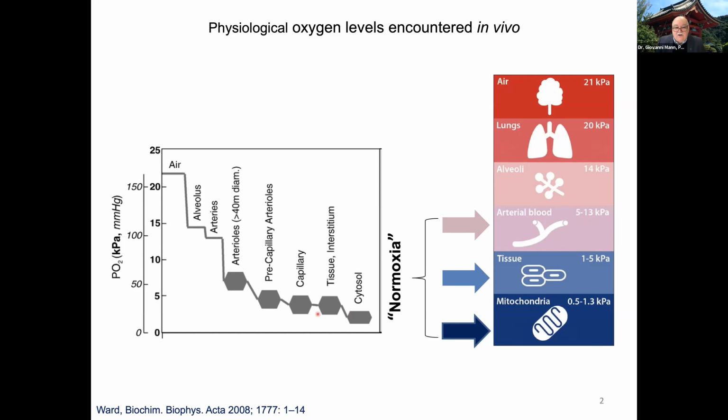Then when we move down into tissues and the cytosol of cells, this can drop, dependent on the organ of interest, to around 1 or 5. And within the mitochondria, we know well that the oxygen levels can range between 0.5 and 1.3 kilopascals. So the real take-home message in this slide is, if you culture your cells in air in a standard 5% CO2 incubator, you are exposing them to hyperoxia. And that'll be the theme of what I'll share with you in the next 20 minutes or so.